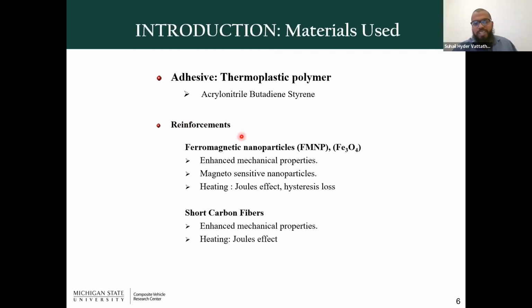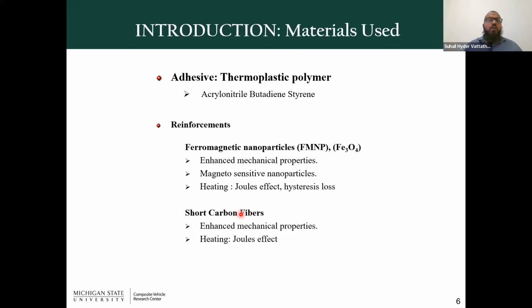And the reinforcement, so we need conductive reinforcement to activate this thermoplastic with respect to EM heating. For that, I use two different kinds of reinforcement. The first one is ferromagnetic nanoparticles and also short carbon fibers. The reason why we use ferromagnetic nanoparticles is because they are conductive and at the same time magnetosensitive particles. In other words, they can produce heat by means of eddy current and also by means of hysteresis losses. And the second reinforcement is the short carbon fibers. This mainly produces heat by Joule's effect, and they enhance the mechanical properties a lot.